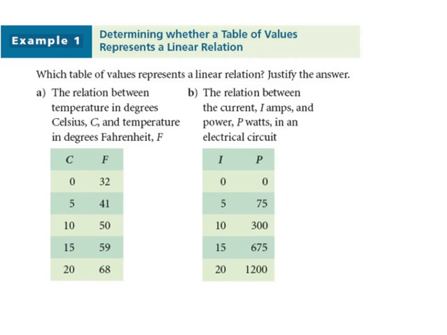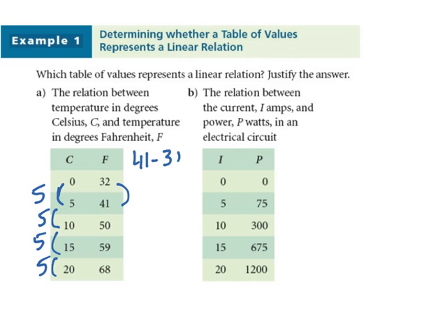Which table of values represents a linear relation? And justify the answer. So the first table is a relation between temperature in degrees Celsius and temperature in degrees Fahrenheit. Let's take a look at the changes. For Celsius, we're jumping by 5 degrees. For Fahrenheit, how do we find the difference?